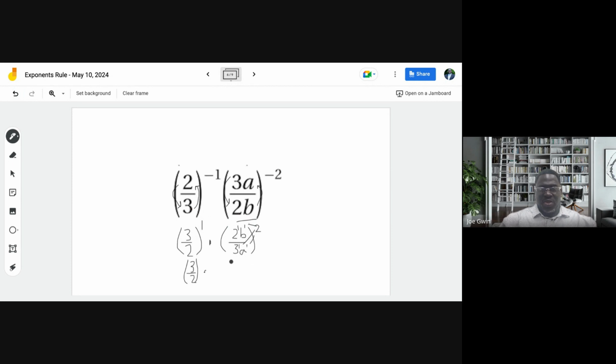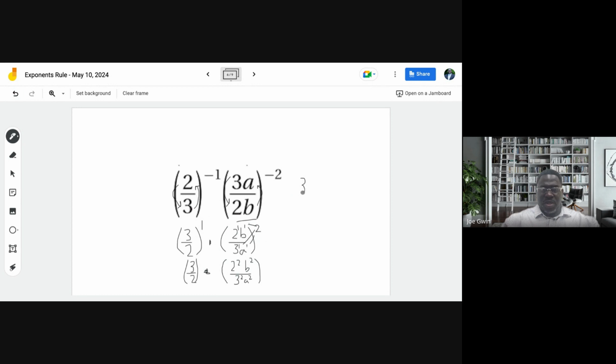So then this is going to be 2 to the second power times b to the second power, all over 3 to the second power and a to the second power. You're getting this. So we're still multiplying these. There's this huge dot in the middle. So I'm going to write this again over here so we'll have more space.